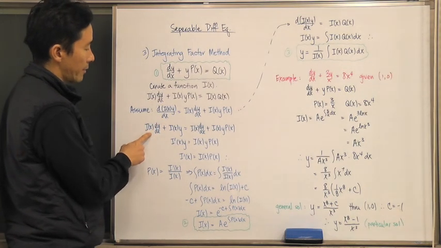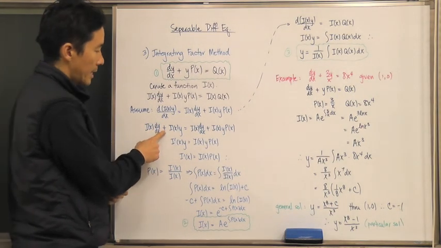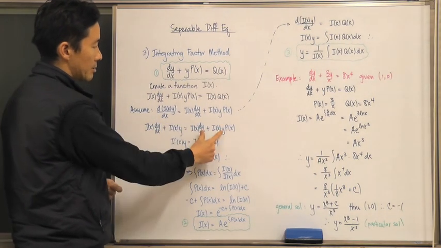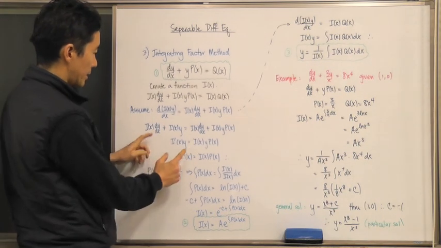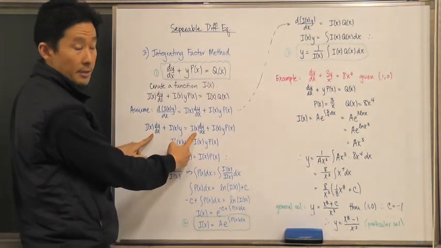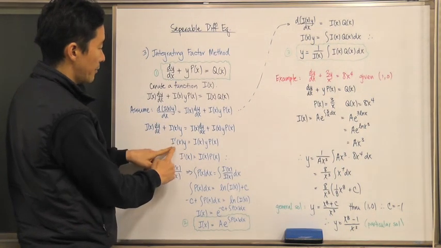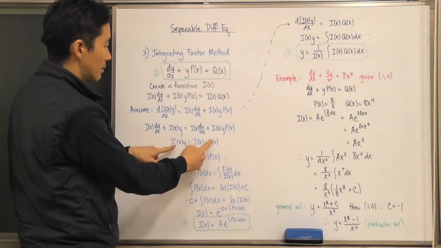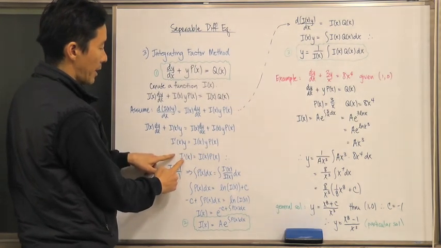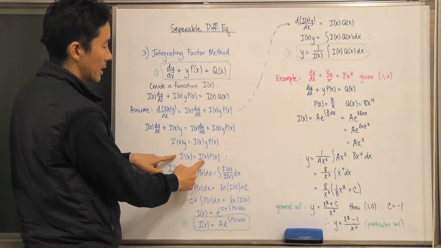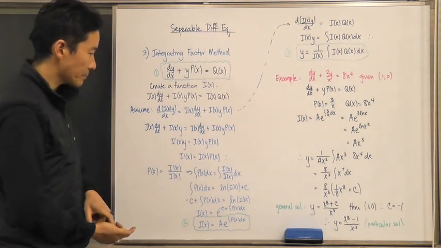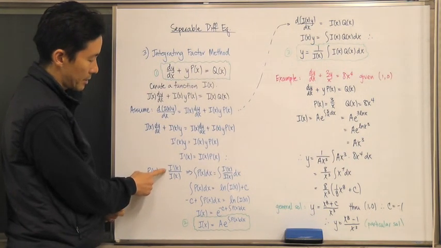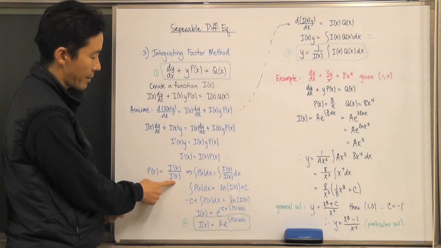So I come out with I of x times dy/dx plus I prime of x times y. Now I'm assuming that these two are true. So what I can notice is that these two are going to cancel out because they're the same on both sides. I'm left with I prime of x y is equal to I of x y p of x. The y's cancel out, and I'm left with I prime of x equal to I of x times p of x. So if I solve for p of x, it's equal to I prime of x divided by I of x.